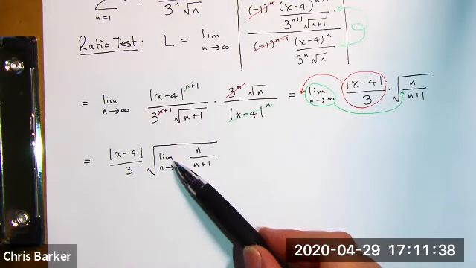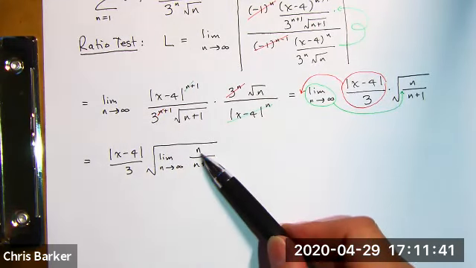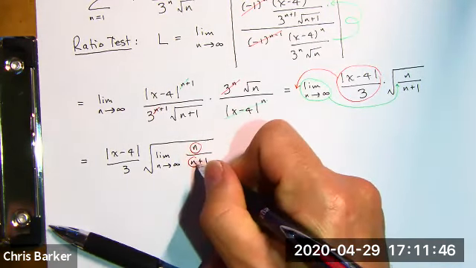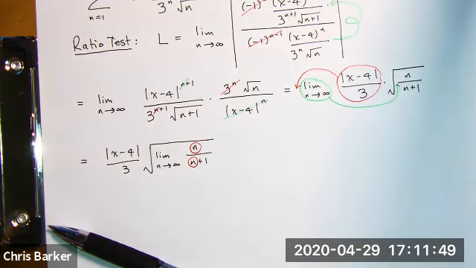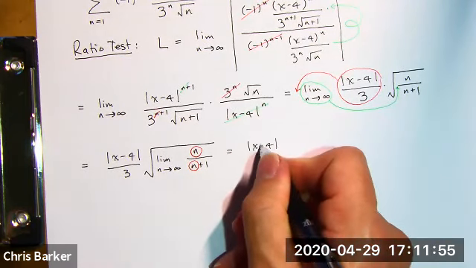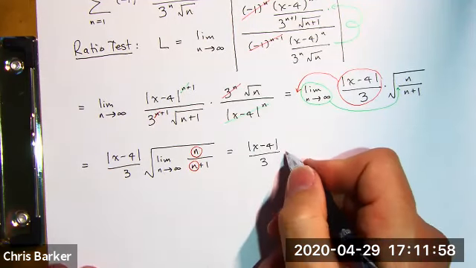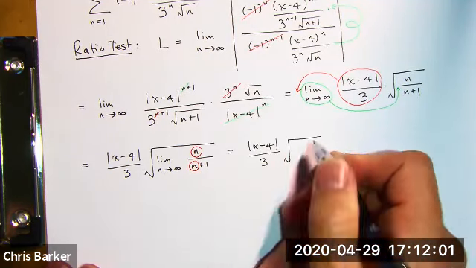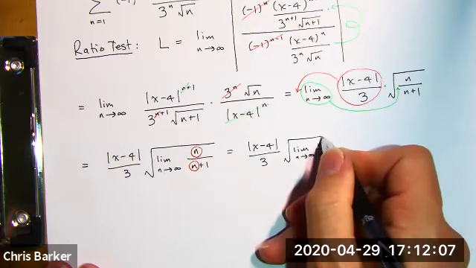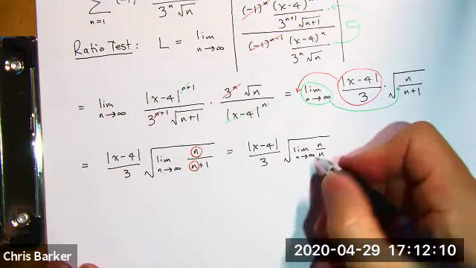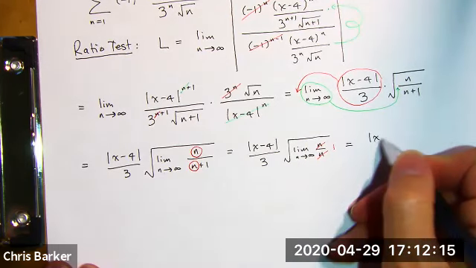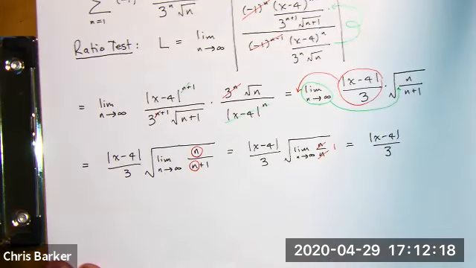Okay, now what we have for the limit is a poly over a poly. So as usual, for an infinite limit of a poly over a poly, the only things that matter are the lead terms. On that basis, we've got n over n. So the absolute value of x minus 4 over 3 times the square root of the limit as n goes to infinity of n over n. Now, of course, that just reduces to a 1, doesn't it? And the square root of 1 is 1. So the absolute value of x minus 4 over 3 times 1, which is itself.